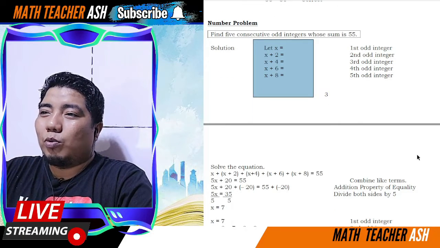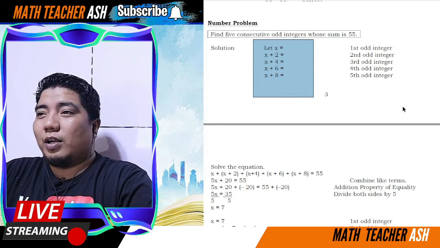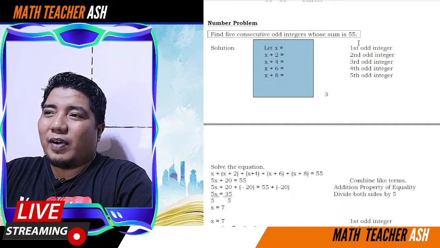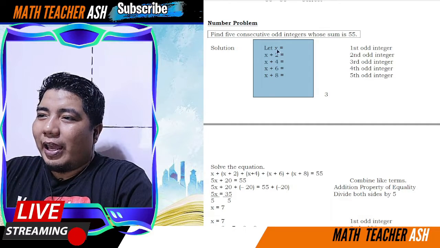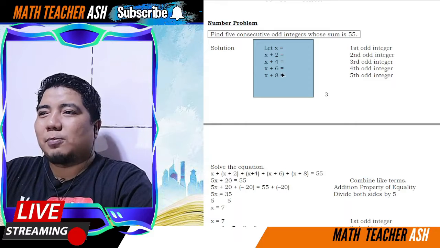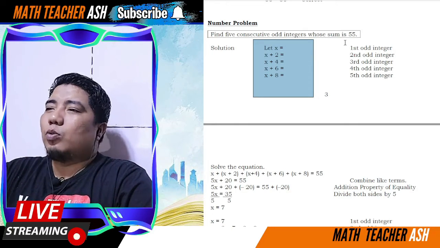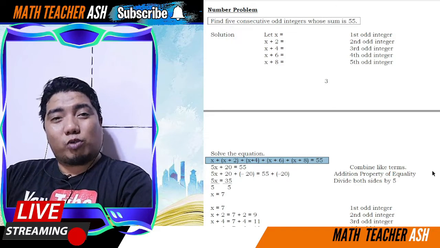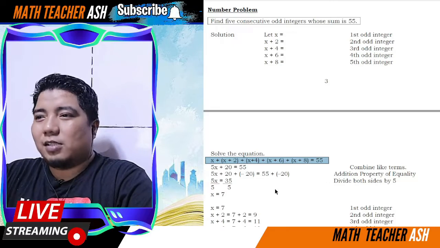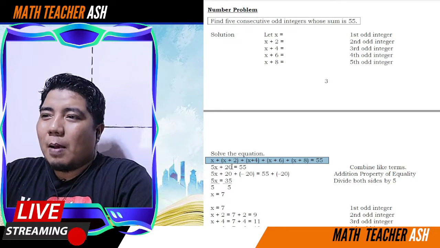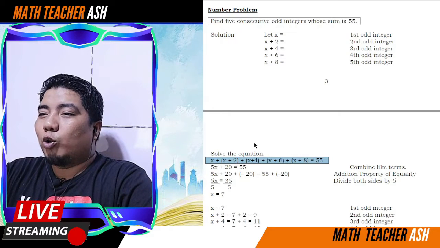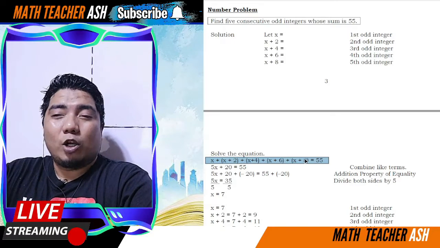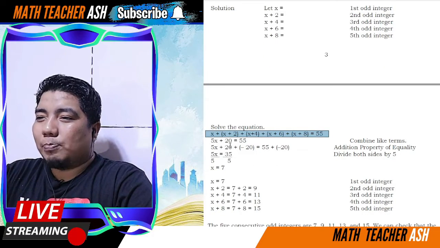Now, if we try to equate it to our given statement, 5 consecutive numbers whose sum is 55, so i-add natin itong x plus 2 plus x plus 4 plus x plus 6 plus x plus 8 equal to 55. At ito na ngayon. Alright. So now, ang gagawin mo na ngayon is to solve. So pagsasamahin mo lahat ng mga x. So 5x yun siya, so that is 5x. Pagsamahin mo din ang mga numbers na walang x. 2 plus 4, that is 6. 6 plus 6, that is 12. 12 plus 8, that is 20. Alright. So that is plus 20.